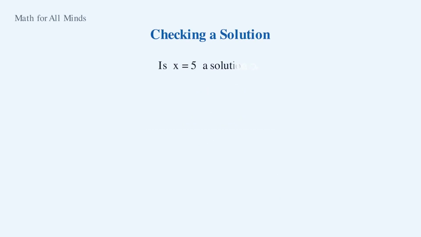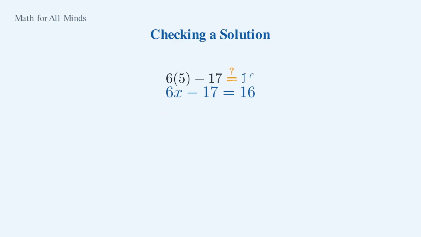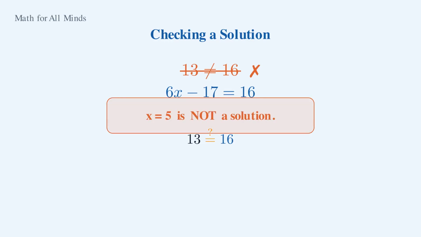Let's try a checking problem together. Is x equals 5 a solution of 6x minus 17 equals 16? To find out, we substitute 5 for x and simplify. 6 times 5 is 30. Then 30 minus 17 is 13. So we get 13 equals 16. That's not true, so 5 is not a solution to this equation.